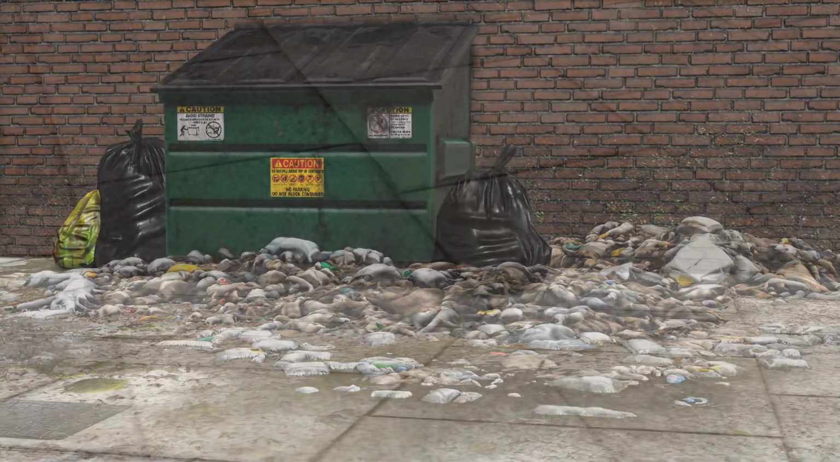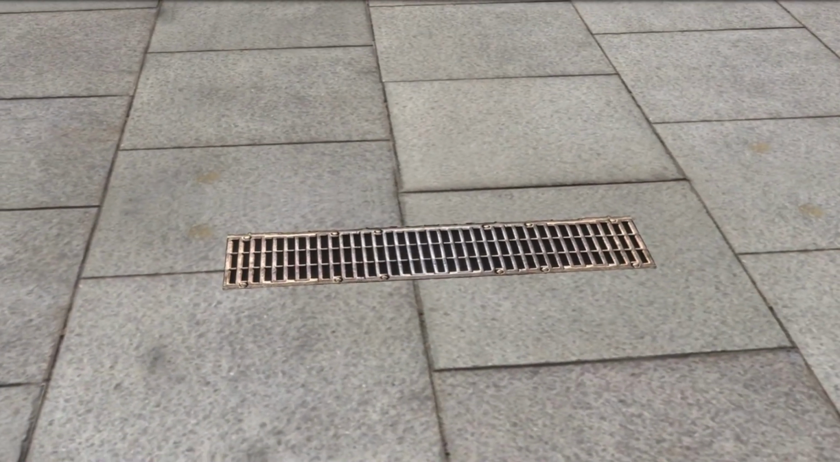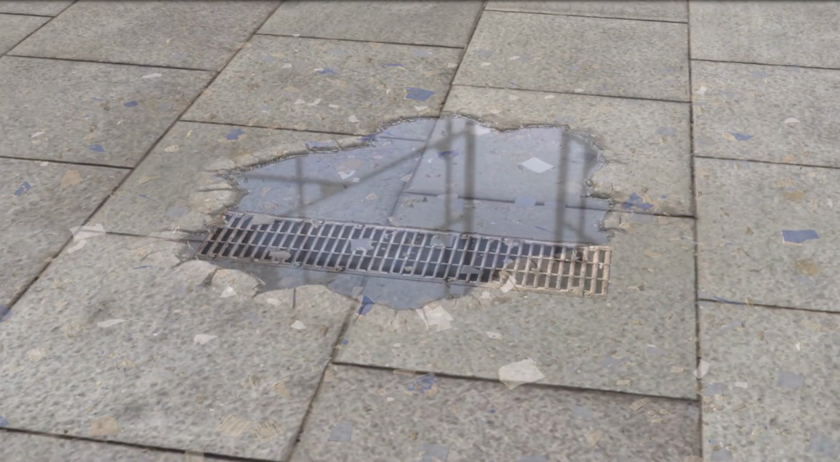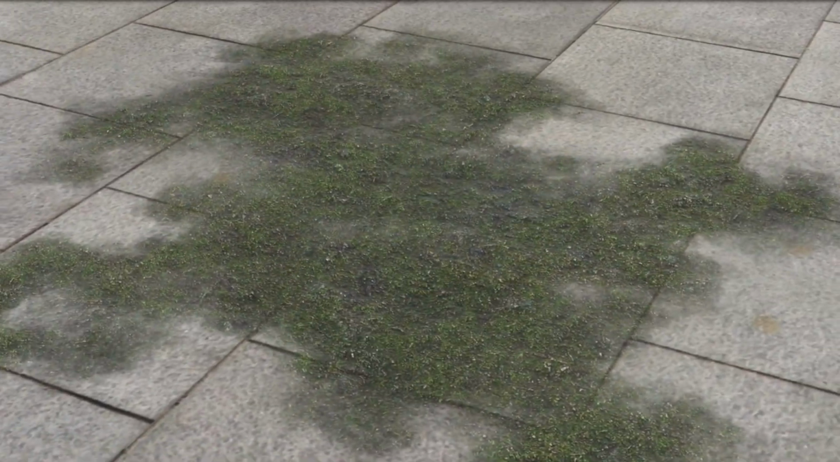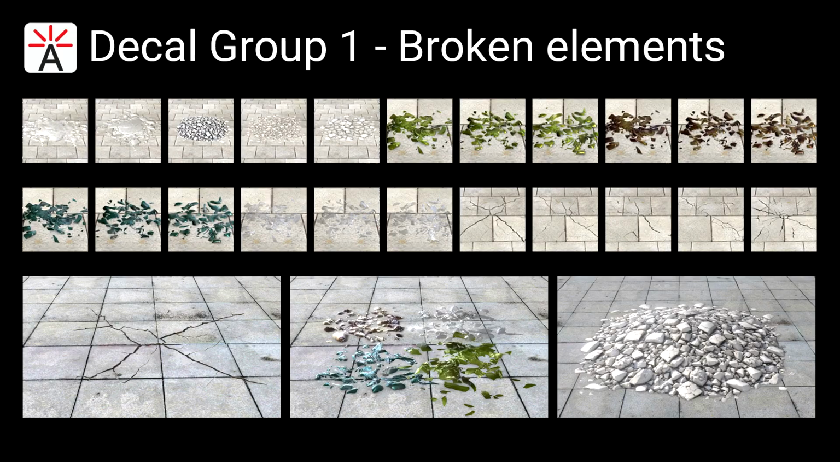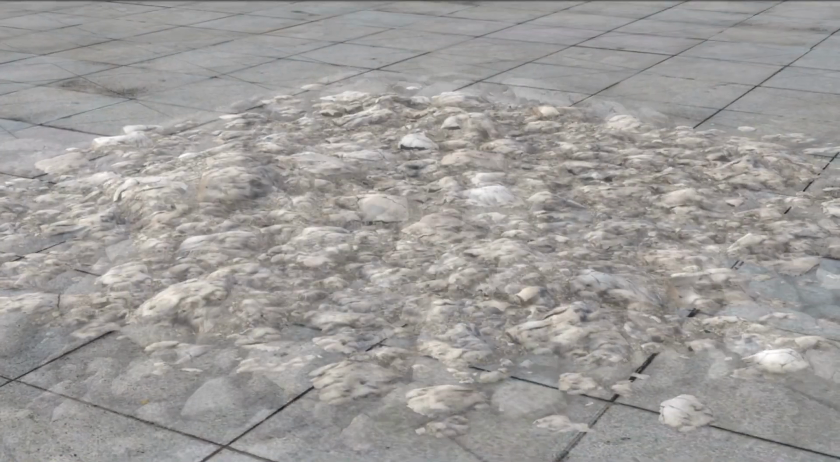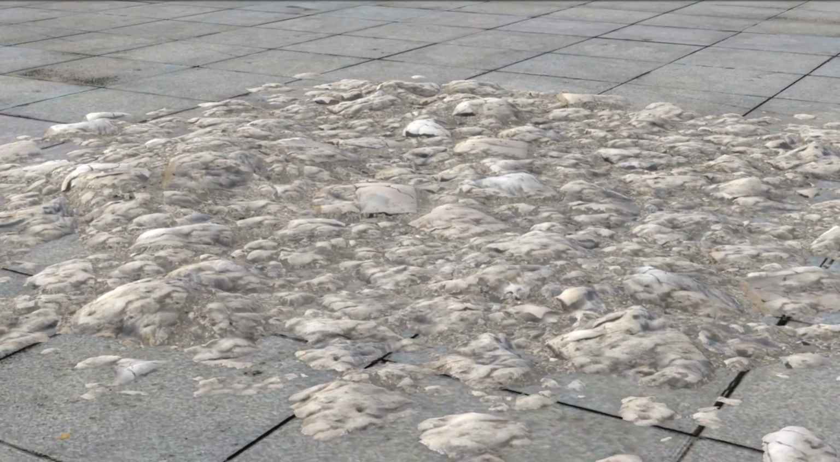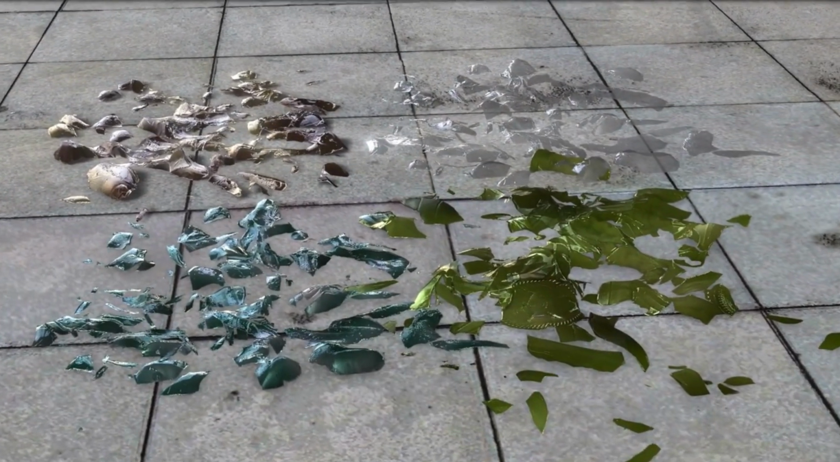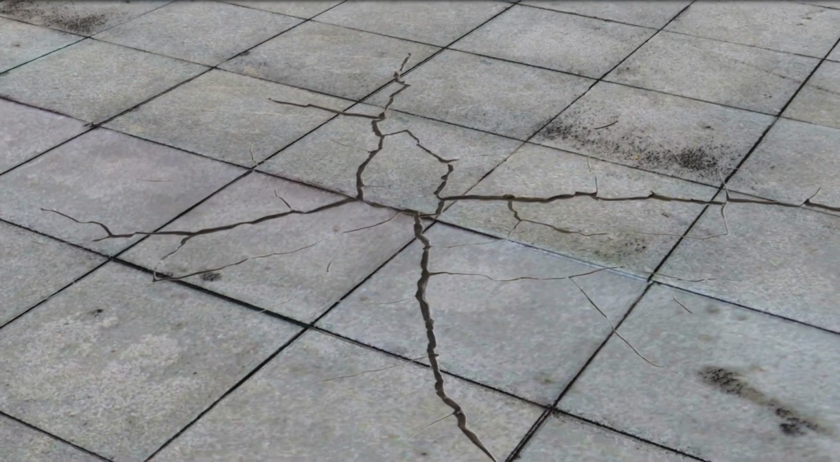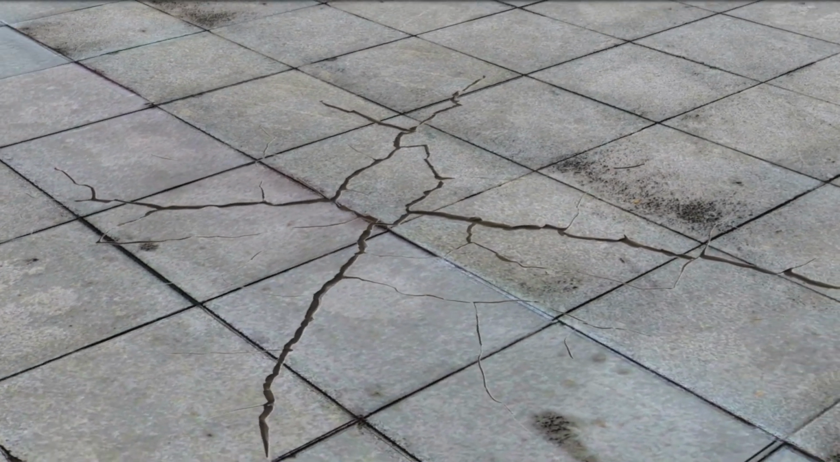This pack provides a collection of planes with special textures designed to increase the realism of your iClone street scenes. The first group of decals included in the pack provide simulations of broken elements of concrete, stone, or glass, as well as cracks that can be placed on the floors or over the building walls.